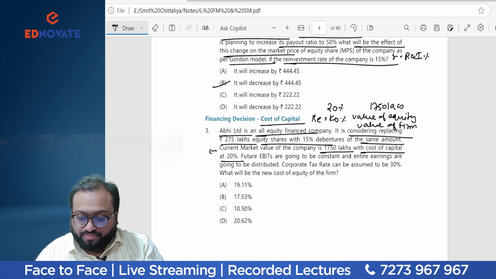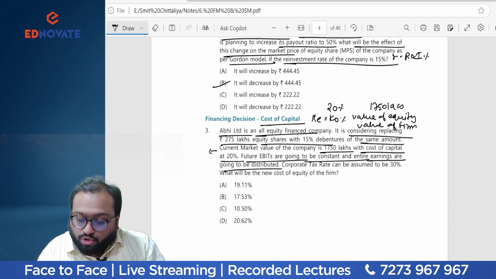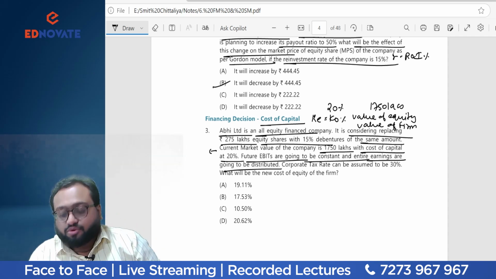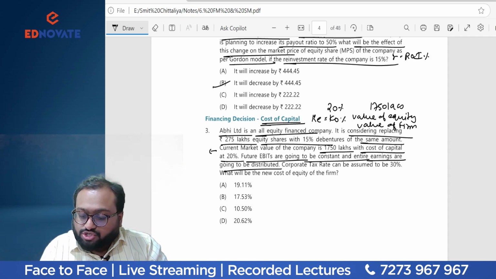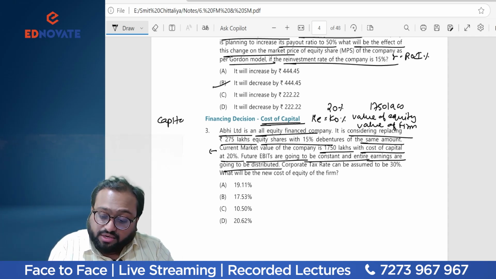Say yes or no. Further, EBIT is going to be constant and the entire earnings are going to be distributed in the form of dividend. We know there are 4 assumptions to this. This is a question of cost of capital, but actually this is a question on capital structure theories.